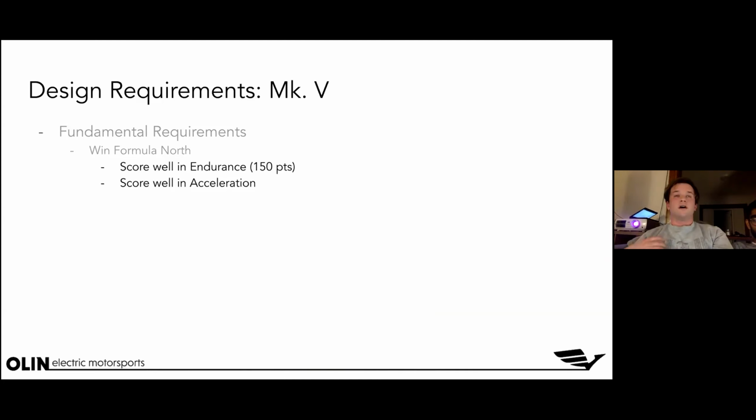But now I'm going to talk more about how you actually go from those fundamental requirements down to the more specific metrics that we were talking about. The most helpful thing that I've found is asking yourself the question, what does that actually mean? So in this case, winning Formula North, okay, that sounds great. What does that actually entail? What does that actually mean?